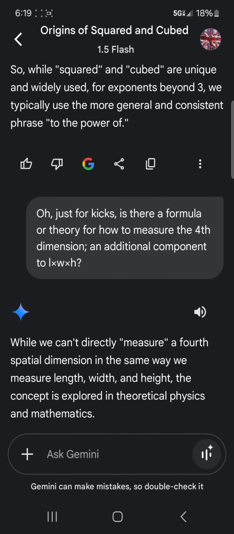Okay, just for kicks, is there a formula or theory for how to measure the 4th dimension by like an additional component to length times width times height?